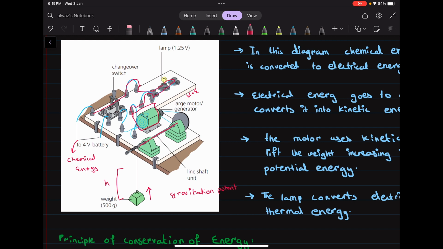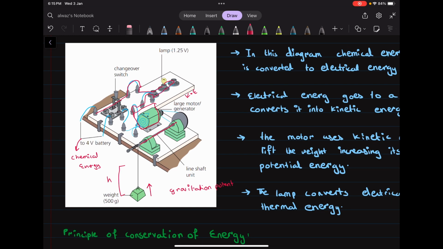If there's kinetic energy, it can turn into some other kind of energy. This will be very detrimental when we're doing our questions. So let's try to understand this concept very strongly.